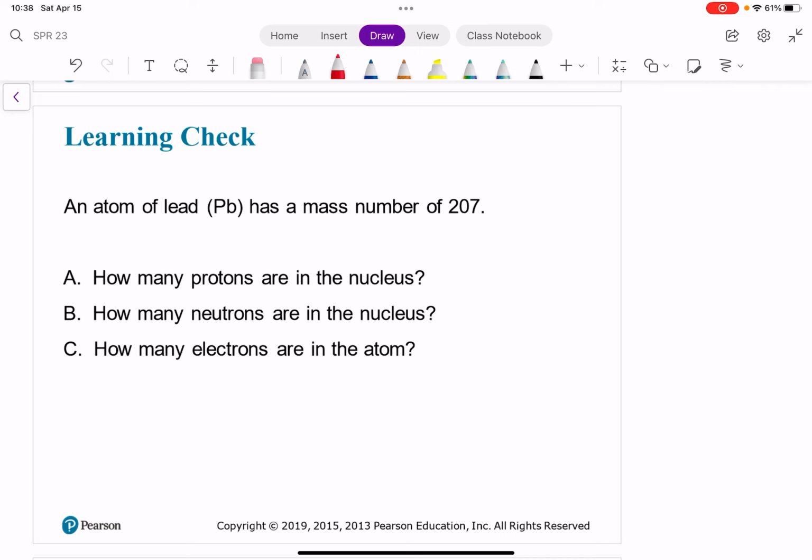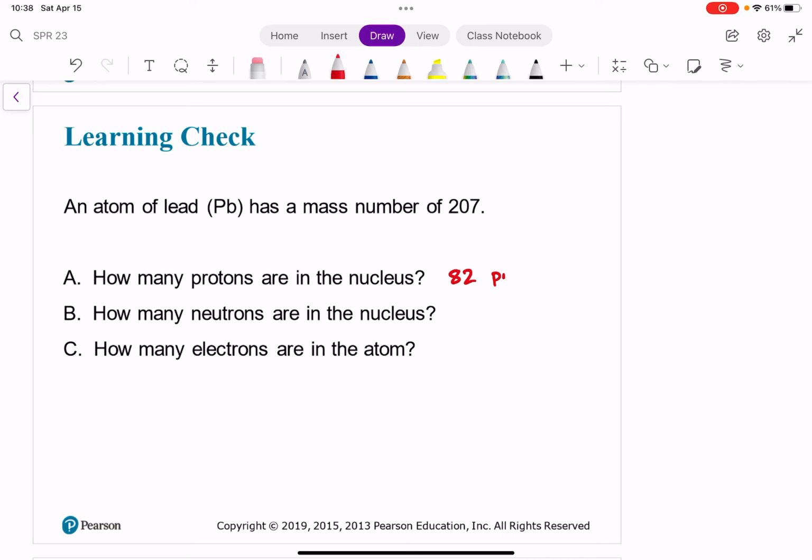So how many protons are in the nucleus? How are we going to find out that? Yeah, we got to look for the atomic number. So what's the atomic number of lead? Yeah, it's 82. You might have had to do a little bit of scouring, and that's okay. You'll get more used to the periodic table as you use it.